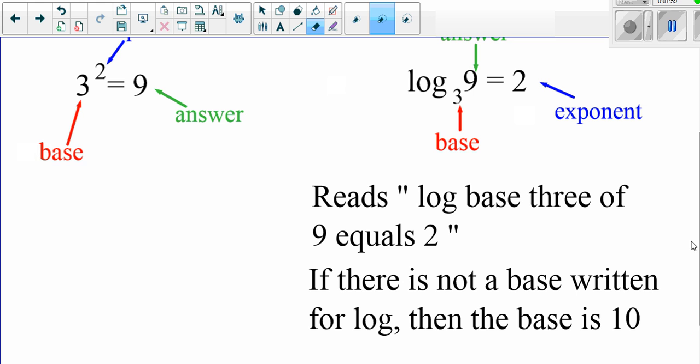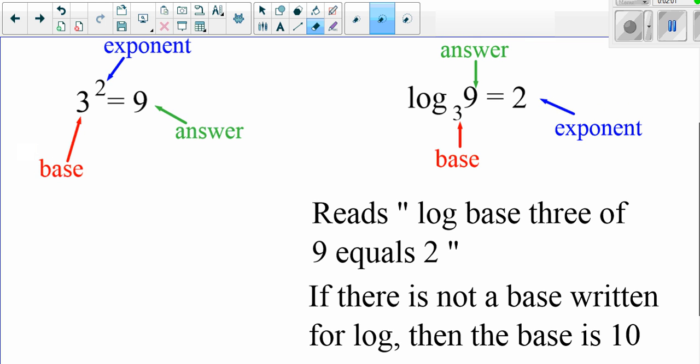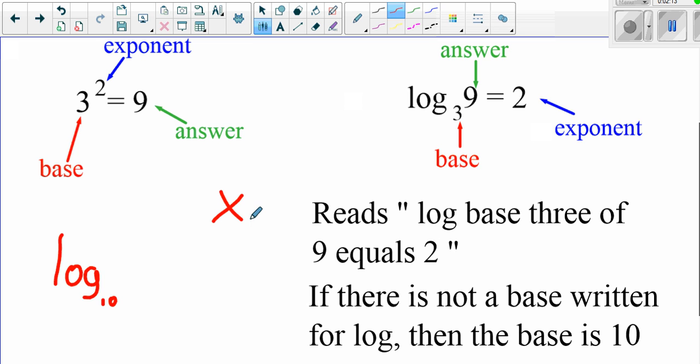If a base is not written, if it just says log with no base, then it's base 10. You don't need to write the base if it's base 10. Just like if you write an x, you don't need to write the 1 in front of it, and you don't need to write the 1 as an exponent. There's certain things in math you don't need to write. A base 10 is one of those things.